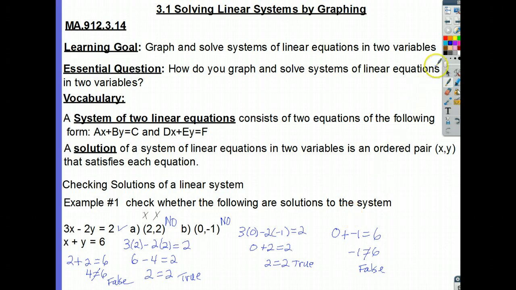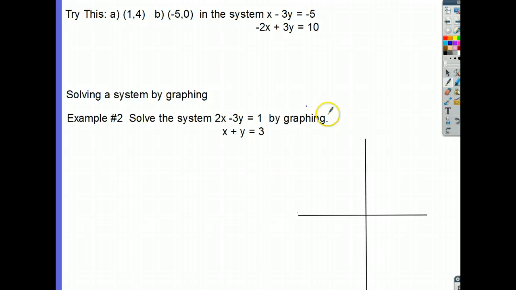Okay, well, let's go ahead and give a couple of problems. Let's try a few problems here. Try this. Here are two ordered pairs. Here's a system. And go ahead and put this in your notes. Go ahead and check to see whether these are solutions to the system or not. Stop the video and go ahead and work these.